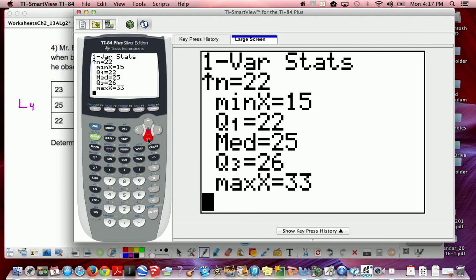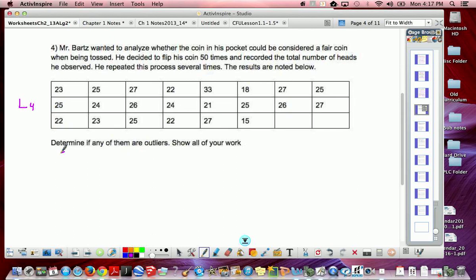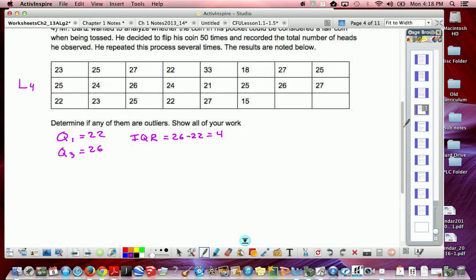Q3 is 26, Q1 is 22. So I'm going to note that Q1 was 22, Q3 was 26. So that means my interquartile range is equal to 26 minus 22. There's only 4 number of heads long.